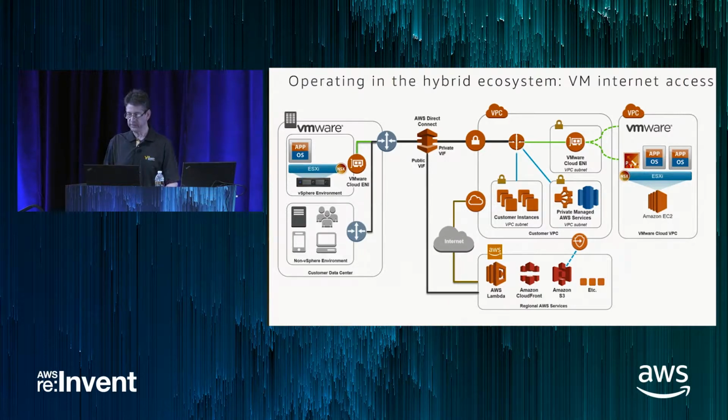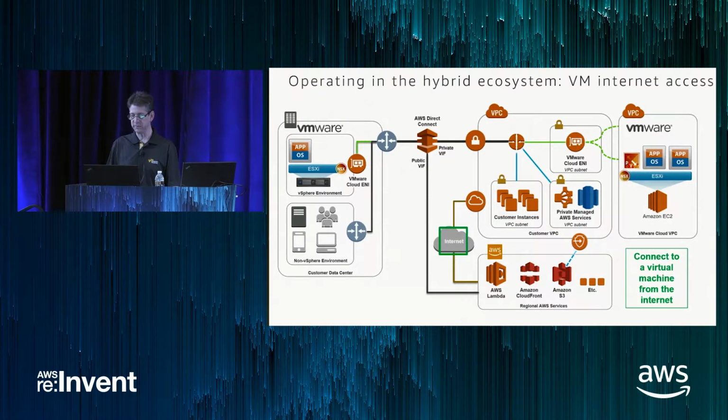So in this example, what we want to do is connect a virtual machine that lives on the internet. My green box is pointing at the internet, and this refers to a virtual machine that may be anywhere on the internet. And what we're going to do in this case is use the IGW to create a direct connection between anything on the internet.